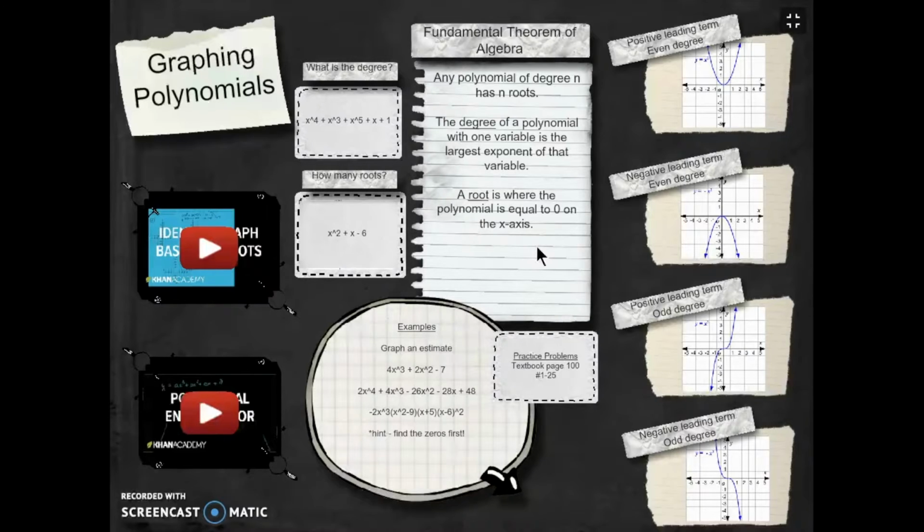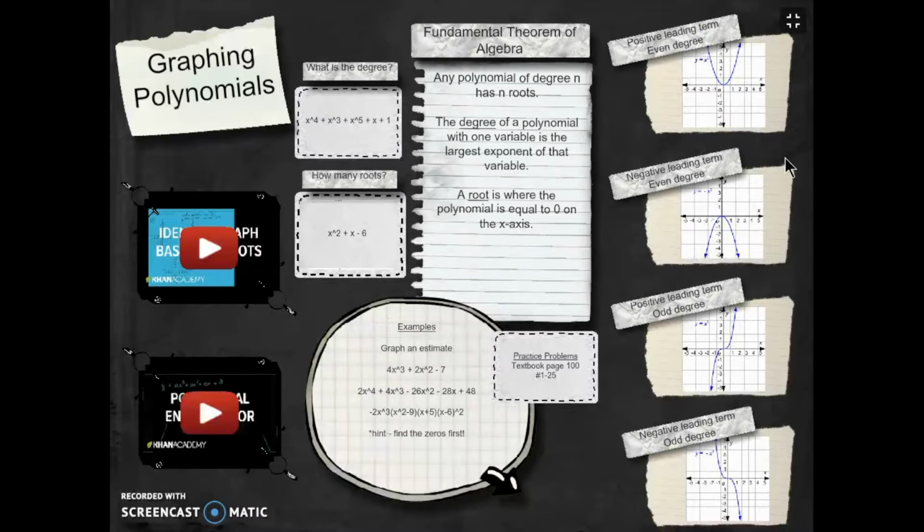Okay, what about end behavior of polynomials? So if your leading term is positive and that largest degree is an even degree, your polynomial will look something like this. This is a very basic form, but what I'm saying is that the end behavior of the polynomial on both sides will be facing up, pointing upwards.